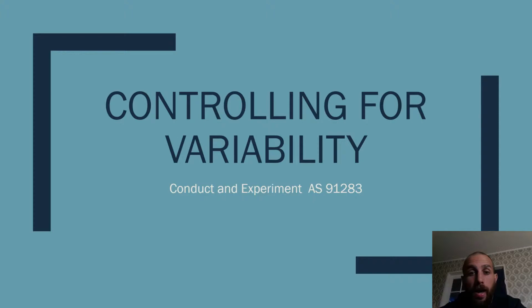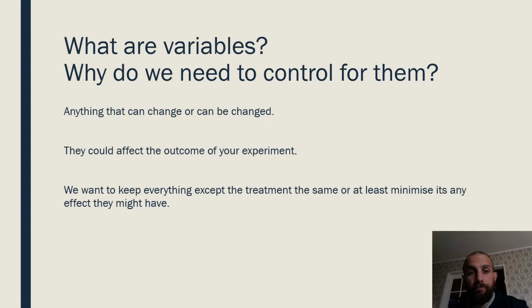Today we're going to talk about controlling for variability, or controlling for variables, and I guess we'll get into it. Okay, so what are variables and why do we need to control for them? Variables are anything that can change.